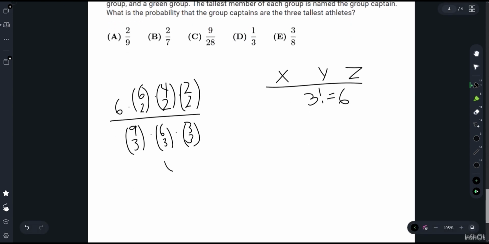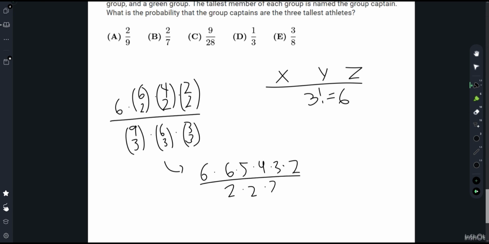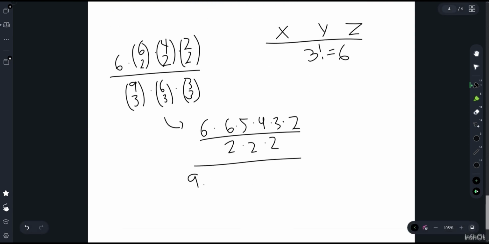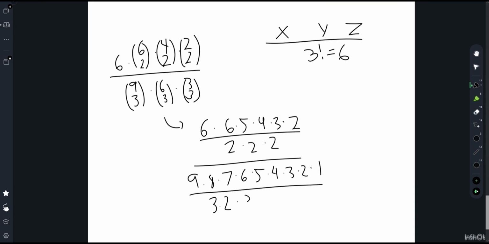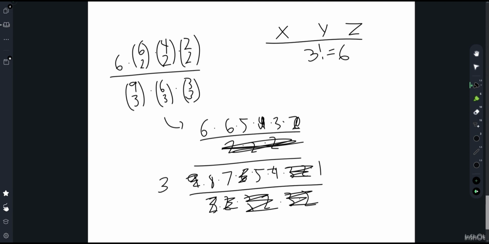So now let's just figure out what this is. This is 6 times 5 times 4 times 3 times 2, all over 2 times 2 times 2, all over 9 times 8 times 7 times 6 times 5 times 4 times 3 times 2 times 1, all over 3 times 2 times 3 times 2 times 3 times 2. So now let's cancel things out. The 4 and the 2 cancel out all the 2's here. And the 3 and the 2 cancel out the 3 and the 2. 3 and the 2 cancel out with the 6. And then 3 cancels out with 9. And then 2 cancels out with 4.